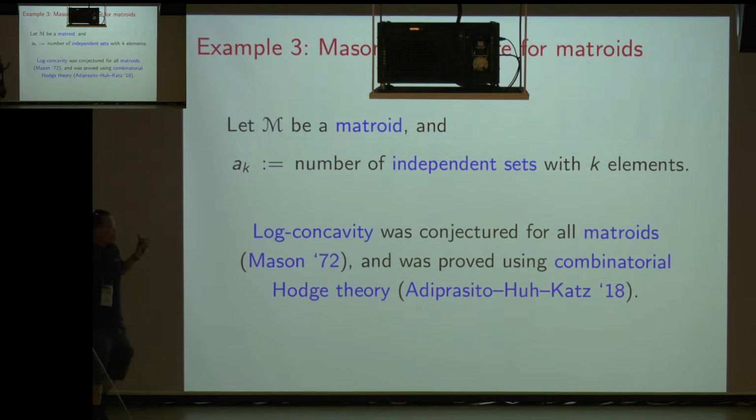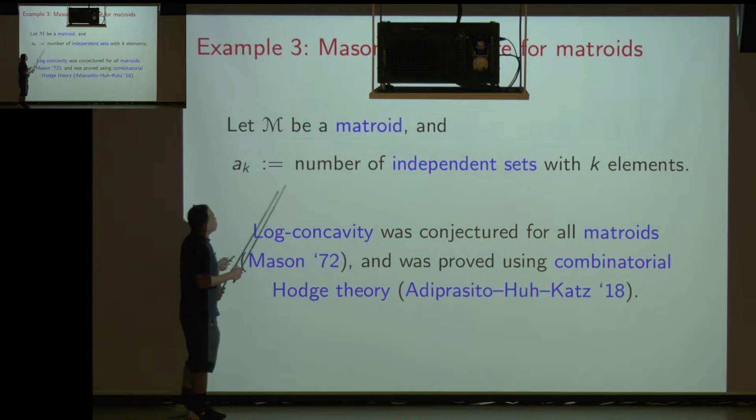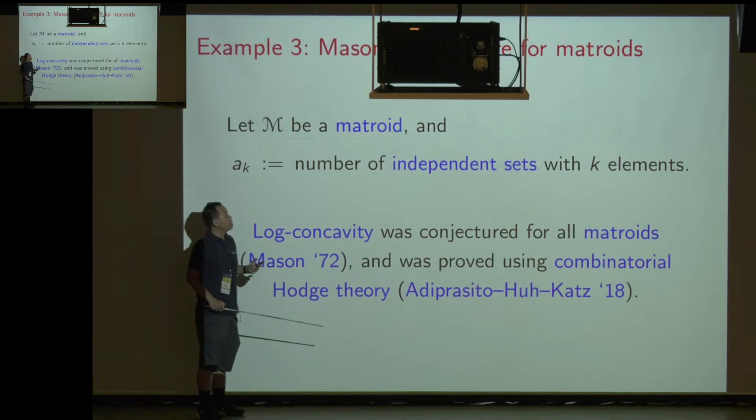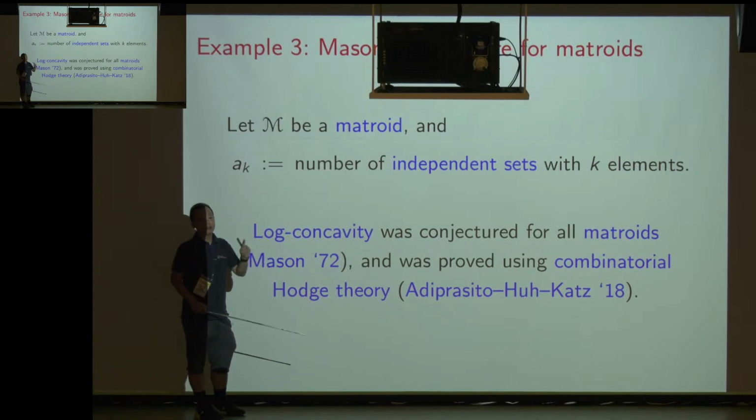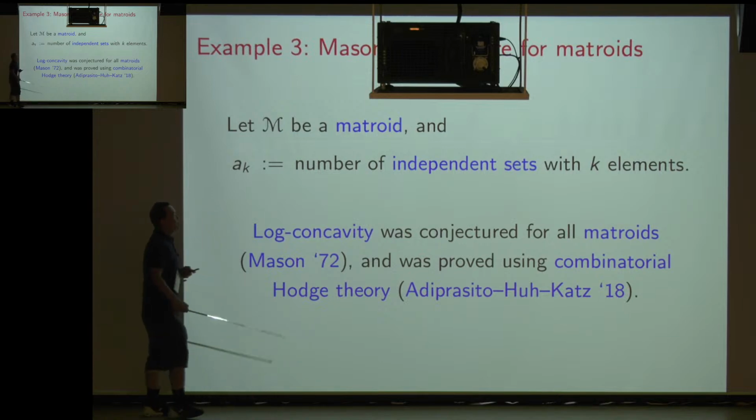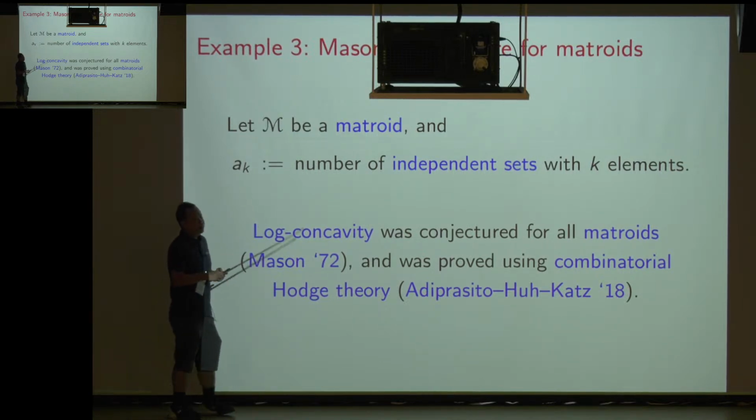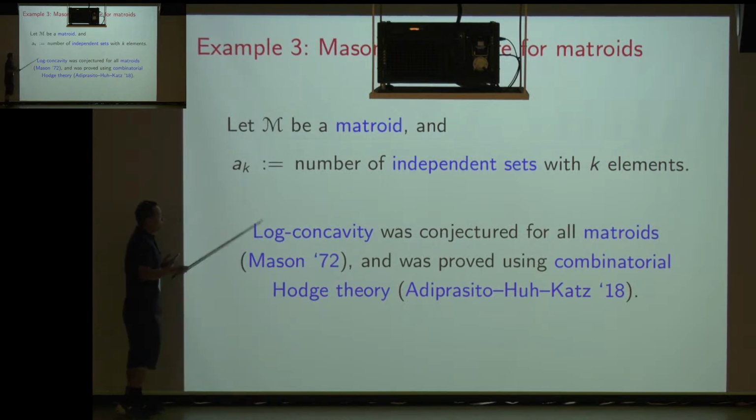Okay, and this one is the final example for today of a log-concave sequence. This is called Mason's conjecture for matroids, or sometimes people call it the first Mason conjecture, because Mason made 3 conjectures. Okay? So here, let M be a matroid. Let a_k be the number of independent sets with exactly k elements. So for example, if this is a graphical matroid, this is the number of forests with exactly k edges. The log-concavity of this sequence was first conjectured by Mason in 1972.